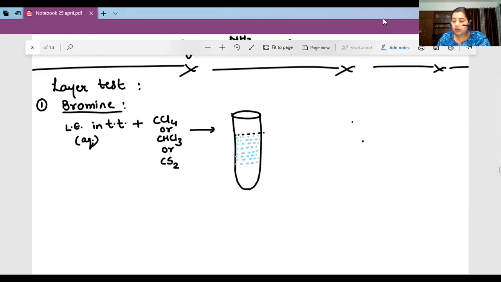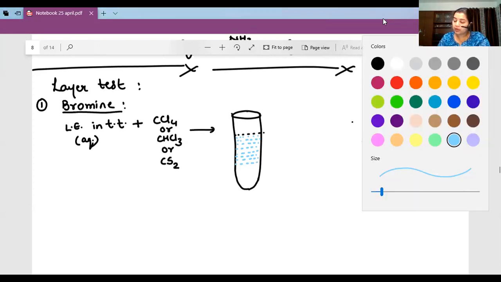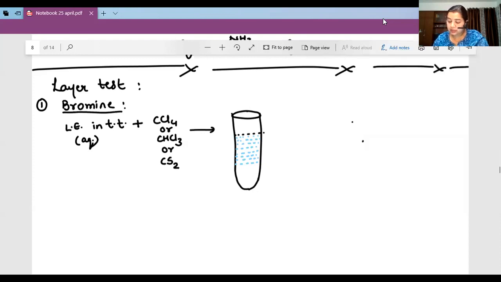Okay. Now down, I want to indicate my organic layer, chloroform, which of course is going to be colorless. So I'll use some other color. Let me use this. This is my organic solvent layer. Why is it down?